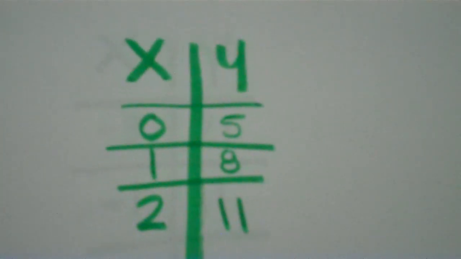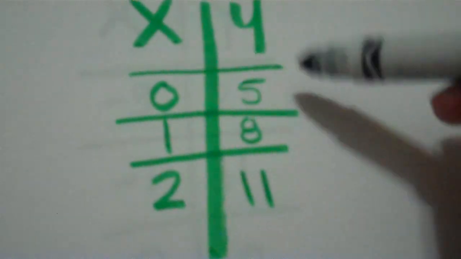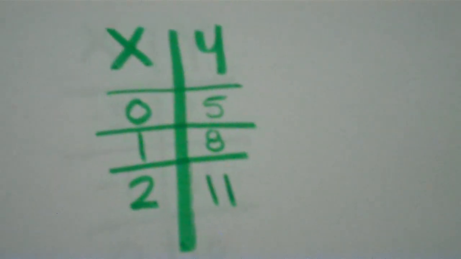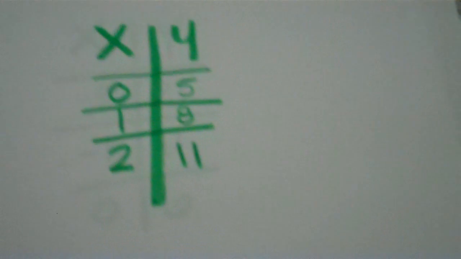So go ahead and copy this table down. X, Y: 0, 5; 1, 8; 2, 11. Pause if you need to. If not, we're moving on.